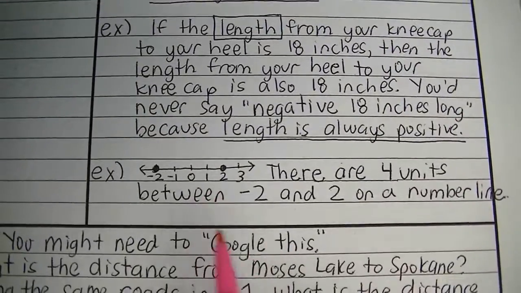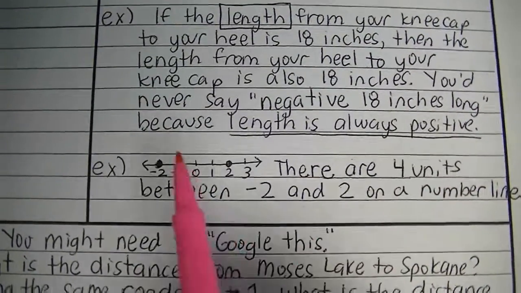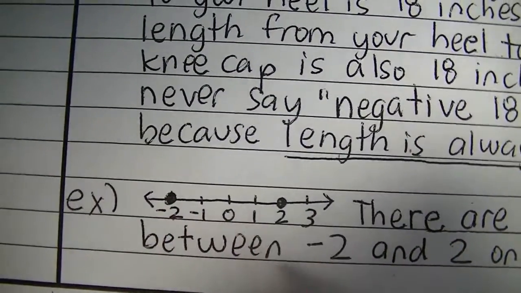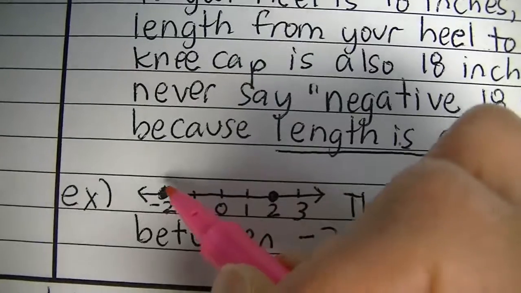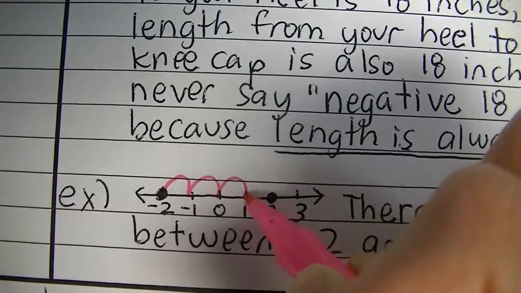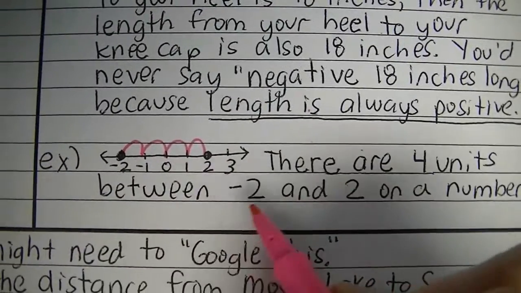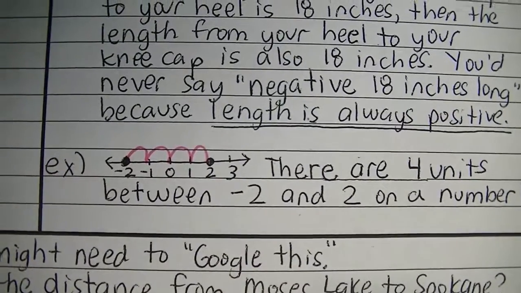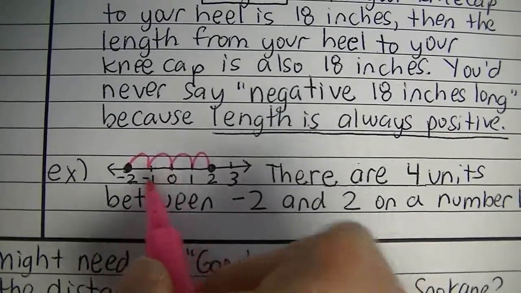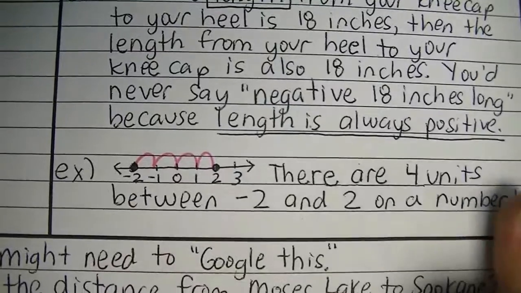Here's an example on a number line that kind of illustrates distance and length. So if I was wondering how far is it between negative 2 and 2, you just count the units. It's 1, 2, 3, 4 units. So there are 4 units between negative 2 and 2 on a number line, okay? That's a positive length because length and distance are always positive.